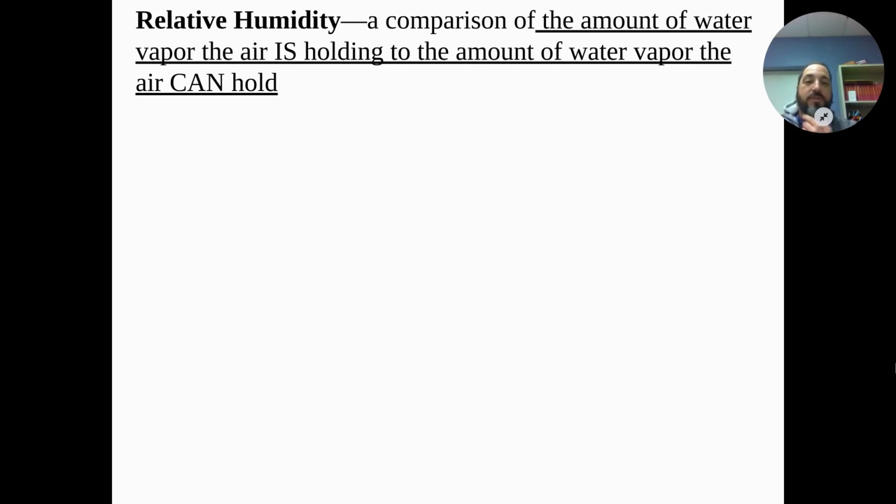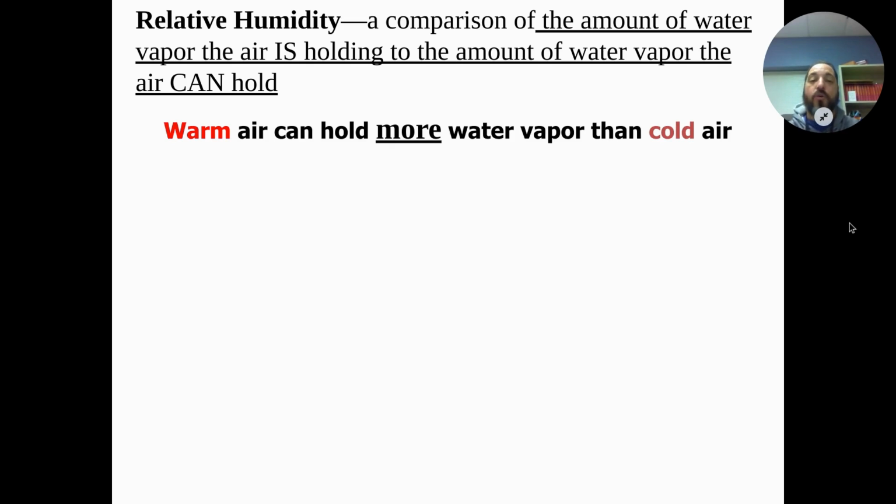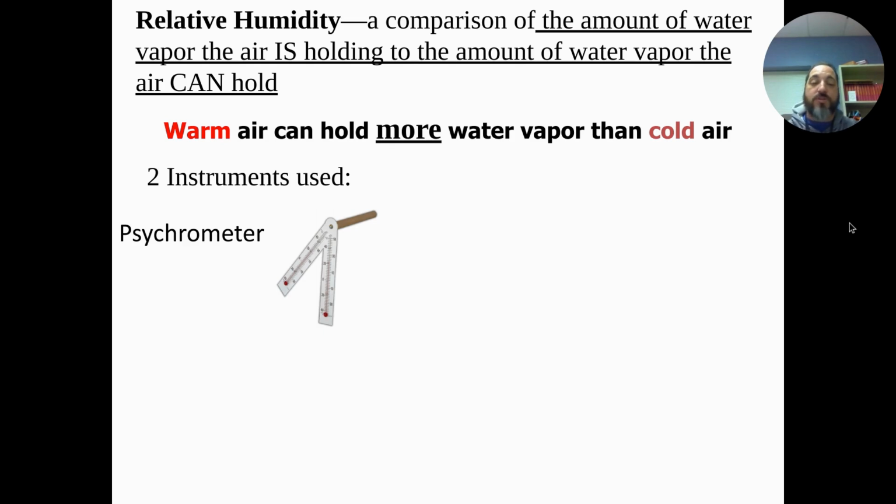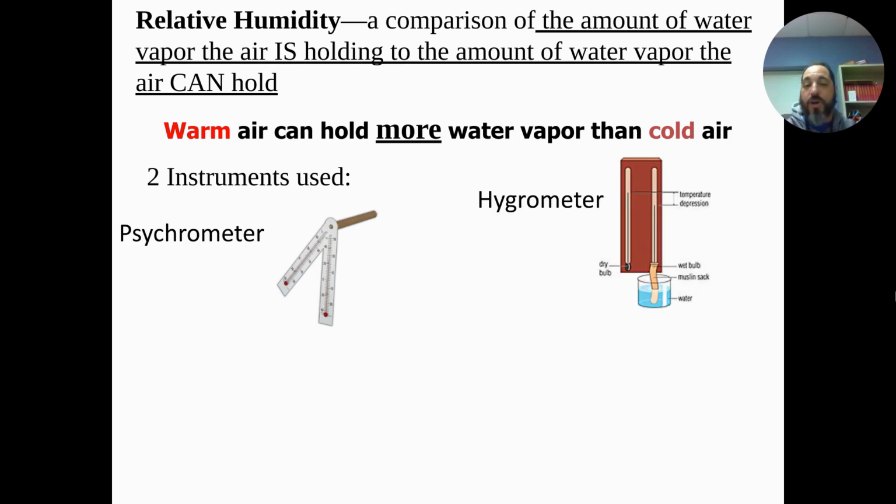All right, so relative humidity. This is the comparison of the amount of water vapor the air is holding to the amount of water vapor it can hold. So the higher your relative humidity, I want you to think about it as if the air is mostly full. So warm air can hold more water vapor than cold air. In order to measure this, we use a sling psychrometer, right? We did this in lab, or we're going to do this in lab, and this is something that we spin and we measure the humidity. We also have a hygrometer. That's another way of measuring our relative humidity.